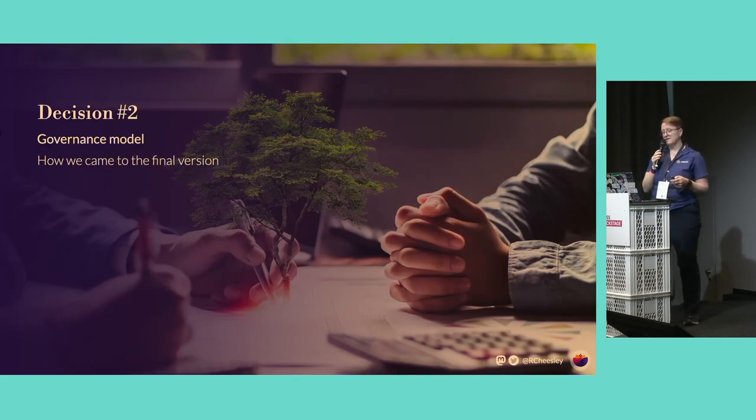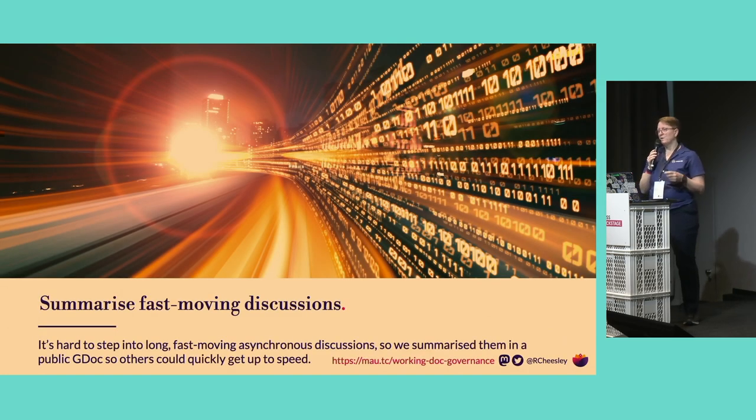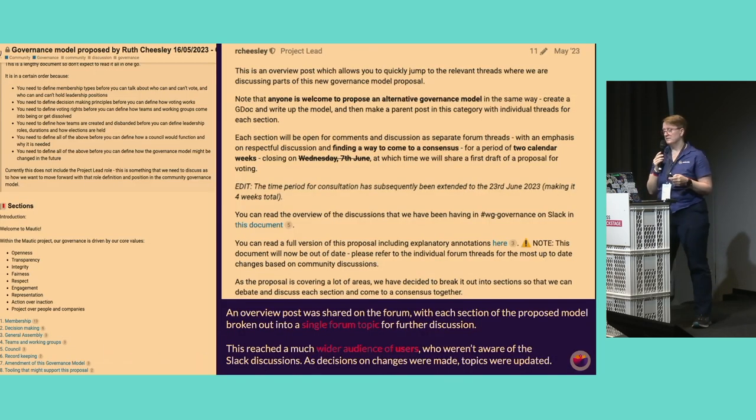And in terms of coming to the final version of the governance model, one thing we found is that we were having a working group discussion group in Slack called Working Group Governance, and the discussions moved really fast. There'd be like hundreds of comments back and forth within a day. So we summed them up in a Google Doc. So if someone came in later, they could look through and see where the discussions have been and where they're at now and who's saying what and what have you. And that actually worked really well.